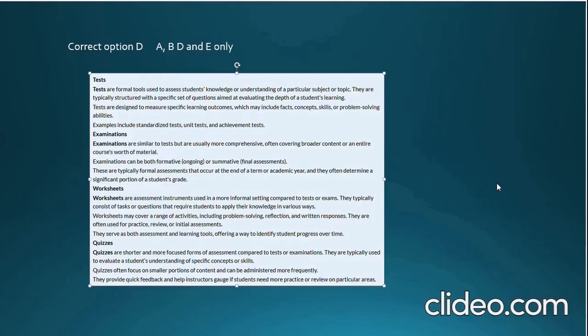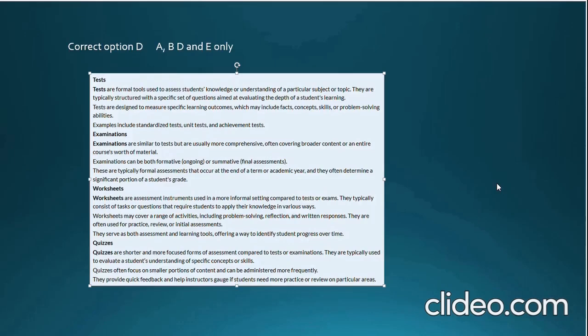Examinations are similar to tests but are usually more comprehensive, often covering broader content or an entire course worth of material. Examinations can be formative, ongoing, or summative final assessments. These are typically formal assessments that occur at the end of a term or academic year, and they often determine a significant portion of a student's grade.